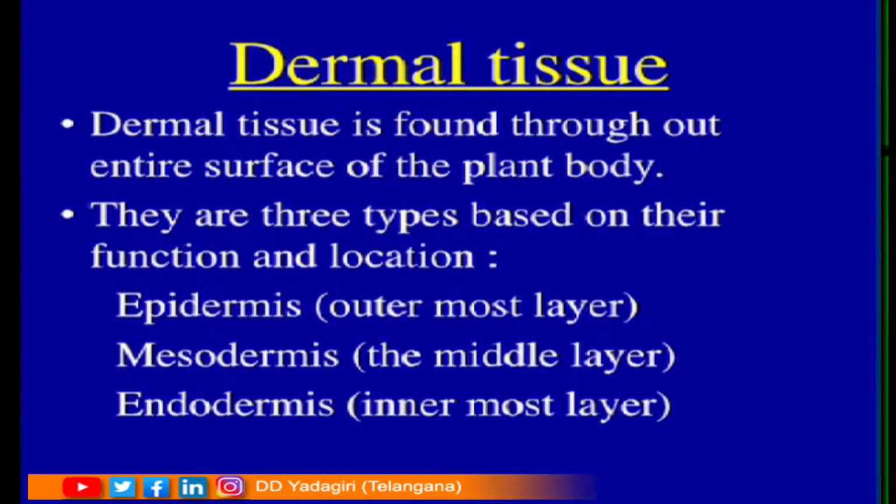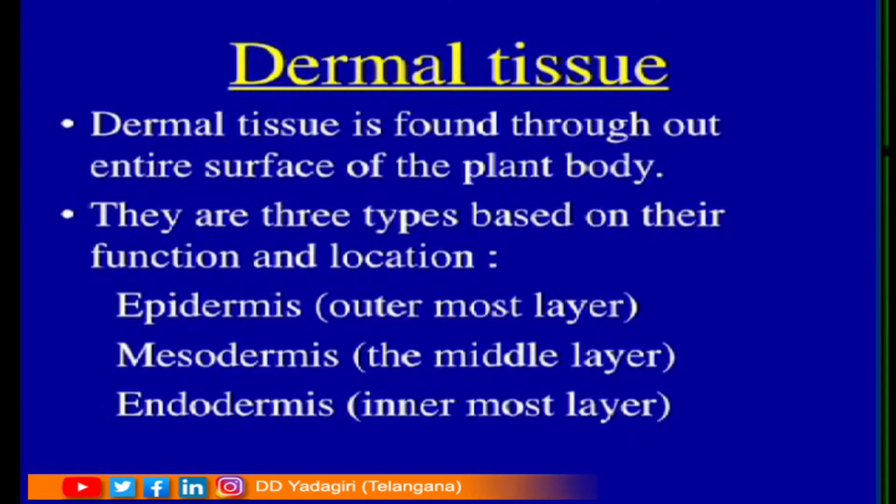Children, after the meristem, we will study the second type of tissue, that is the dermal tissue. Imagine what is the meaning of derm? Yes, derm means the covering. So, the tissue which covers the entire body of the plant is called dermal tissue. Based upon the location, this dermal tissue is divided into three types, that is the epidermis, the mesodermis and the endodermis. Where do you find epidermis, children?